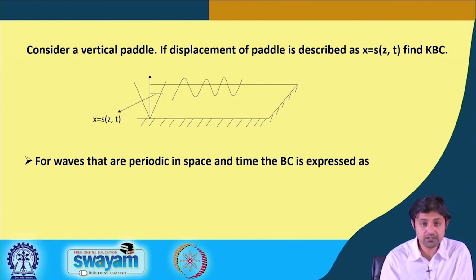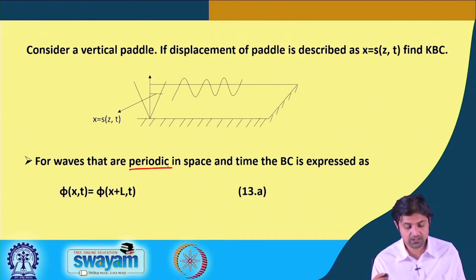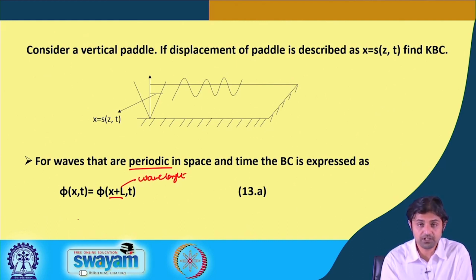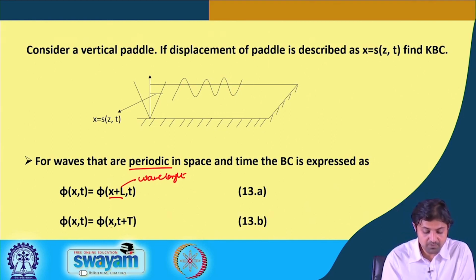Another lateral boundary condition could be for the waves that are periodic. Periodic means they have a wave period and it repeats in space and time. So, for waves that are periodic in space and time, the boundary condition can be simply represented as phi of x comma t will be the same as at x plus L, where L is the wavelength. This is the periodic boundary condition in space. The other could be, it will be the same as at t plus T, where capital T is the wave period.